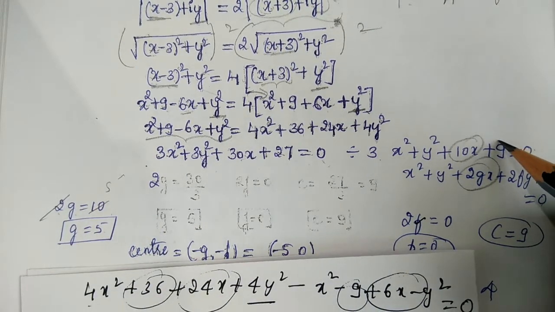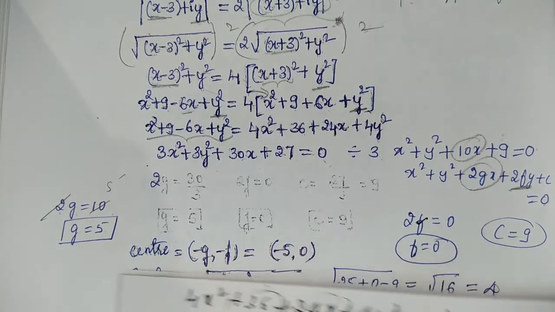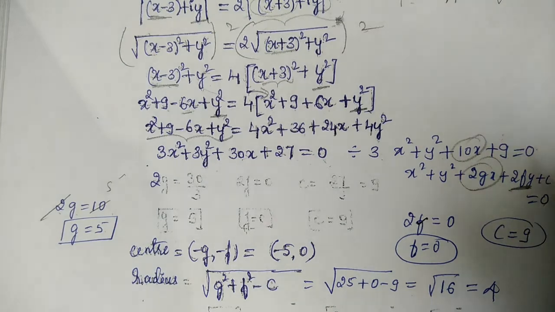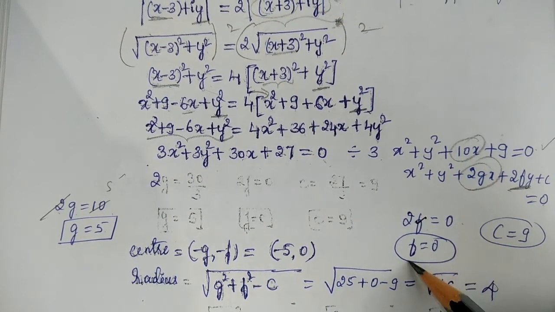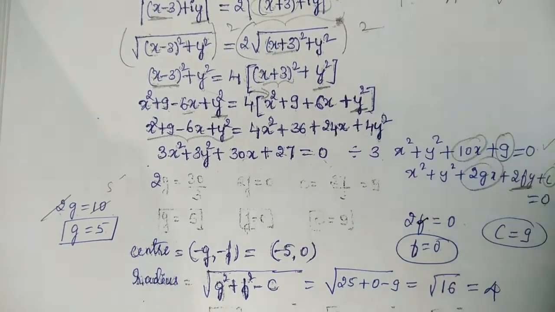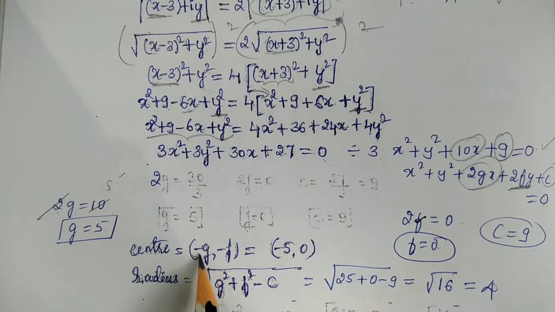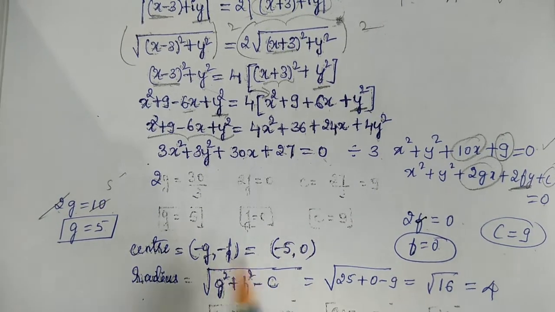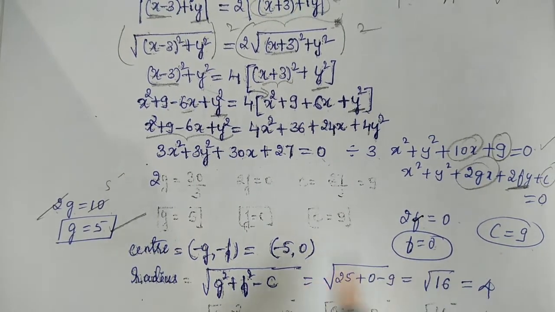Then we don't have a y coefficient here, but in the formula we have a y coefficient. Therefore here the y coefficient in this equation is absent. Therefore 2f is equal to 0. So f is equal to 0. So what is the constant? Here c is 9. So therefore c is equal to 9. So what is center? Center is equal to minus g comma minus f. Minus g becomes minus 5, f is 0. Center is minus 5 comma 0.